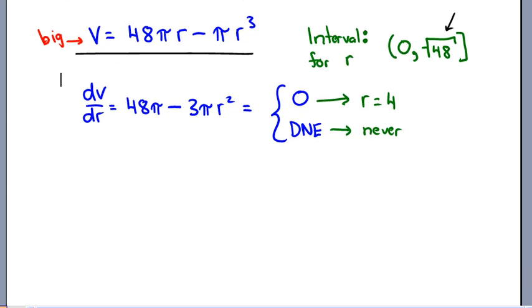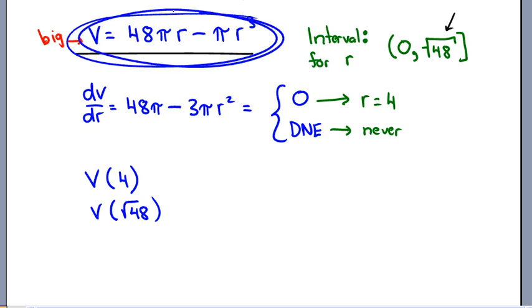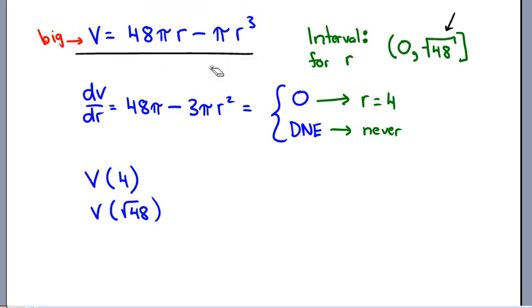All right, what I would do now is I would check out the contenders that I've got. I've got a couple of different ones that I can try. I could try that R value of 4 and see what I get for volume, or I could try that R value of root 48. Just put them into the original story right here, right? And just see how much volume do I actually get.